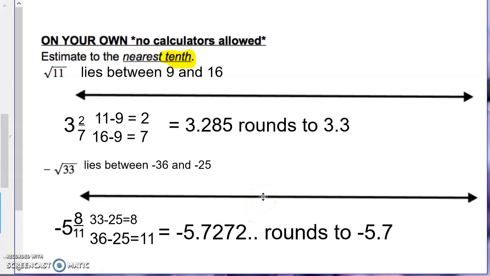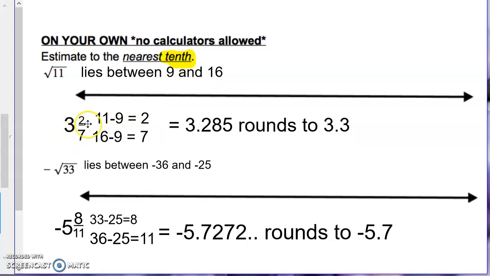All right, so first up, estimating the square root of 11. The square root of 11 lies between 9 and 16. So the square root of 9 is 3, the square root of 16 is 4, so the square root of 11 is going to be approximately 3 point something. Now how do I want to find that out?